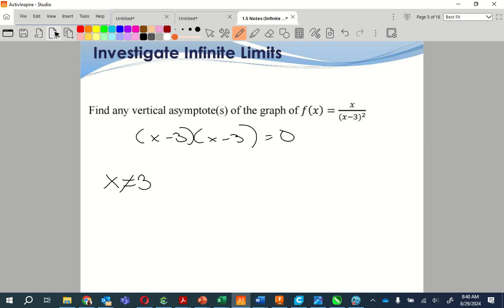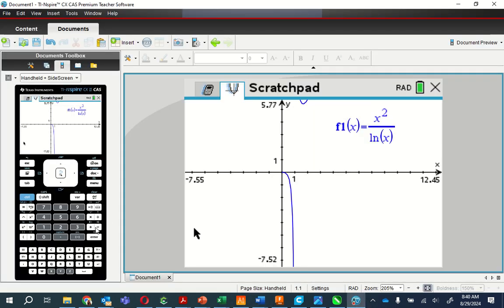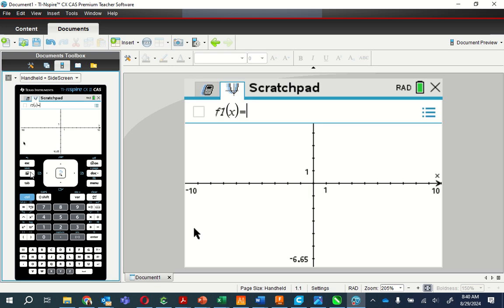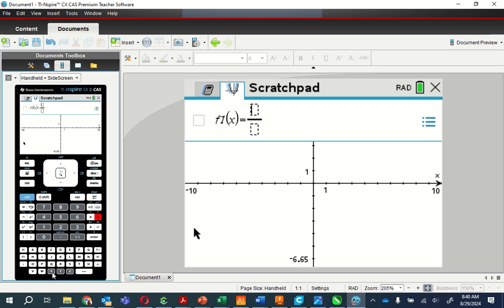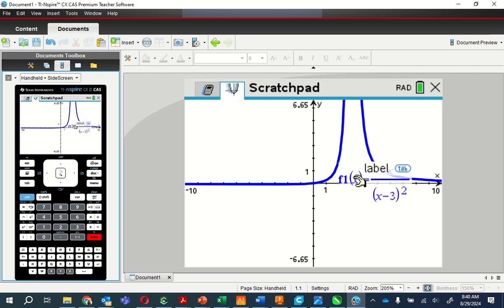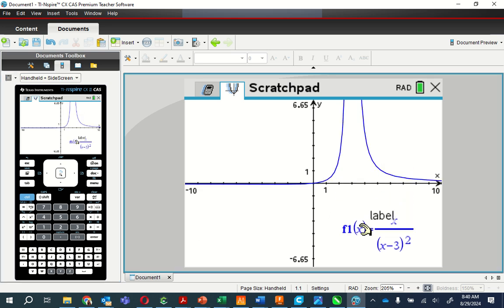All right, let's see the graph. Go back to my calculator. Okay, doc B. And control divide x over x minus 3, close, squared. There we go. Now I can see where my horizontal asymptote is right there. It's approaching there. Right here, that's going to be 2, 3. It does not exist at 3.